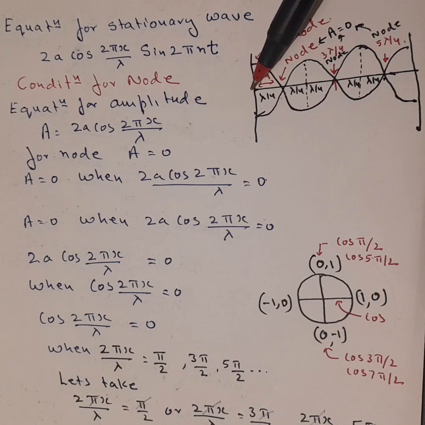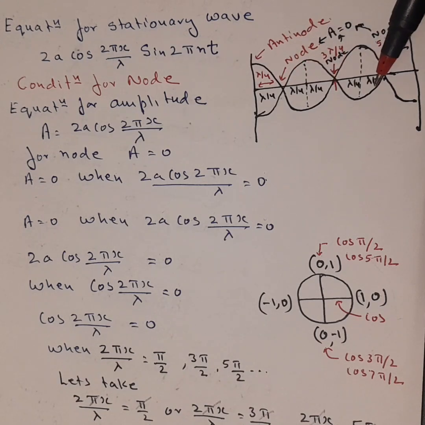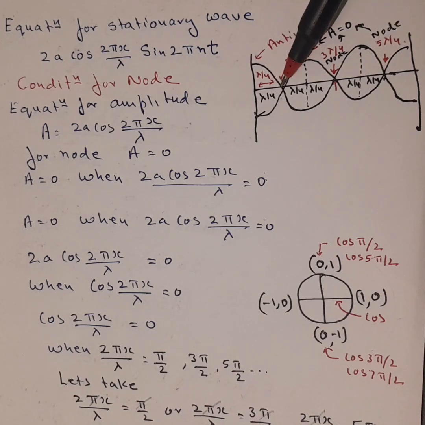Now the distance between antinode and node is λ/4. Again, this is yet another λ/4, and another λ/4. So the distance between antinode and node is λ/4. The distance between an antinode and the consecutive antinode is λ/2, since λ/4 plus λ/4 is λ/2. And again, if we go further, this antinode to this node is λ/4, and so on and so forth.